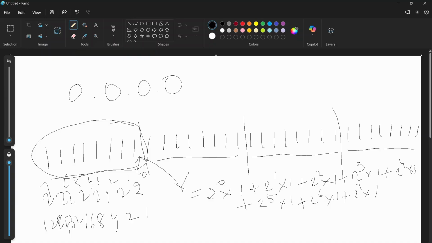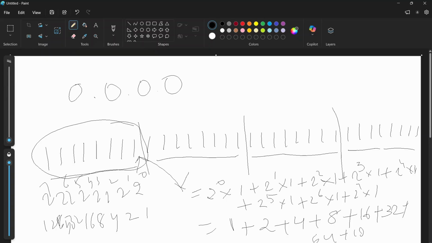Okay. So 2 power 0 means 1 already. This one you know. 1 into 1 is 1, plus 2 power 1 means 2, 2 into 1 is 2. 2 power 2 means 4, 4 into 1 means 4. 2 power 3 means 8, 8 into 1 means 8, plus 2 power 4 means 16. 16 into 1 means 16, plus 2 power 5 means 32. 32 into 1 means 32. Plus 2 power 6 means 64. 64 into 1 means 64.